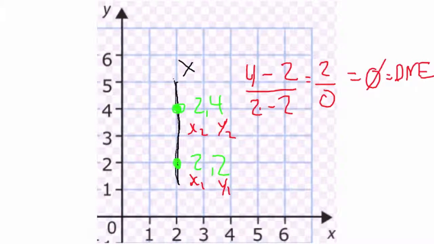2 over 0 does not exist in mathematics. You cannot have a zero in the denominator of a fraction. So a vertical line actually has an undefined slope, or the slope does not exist.